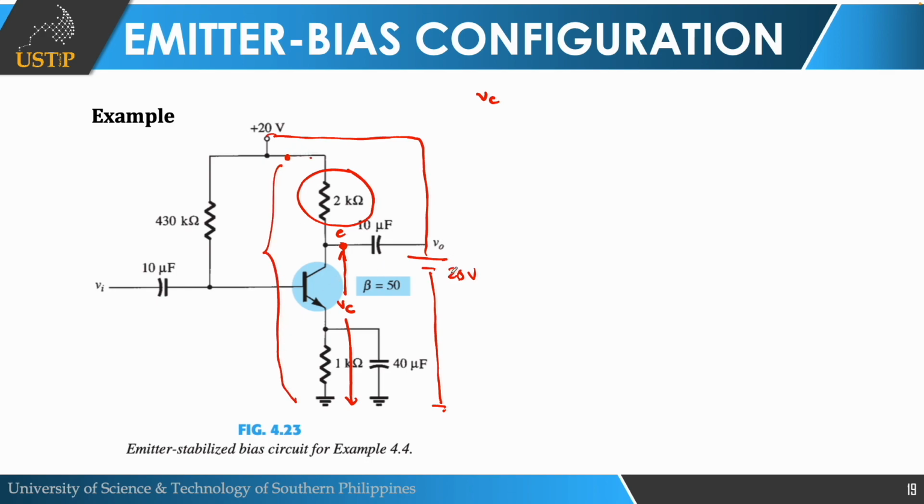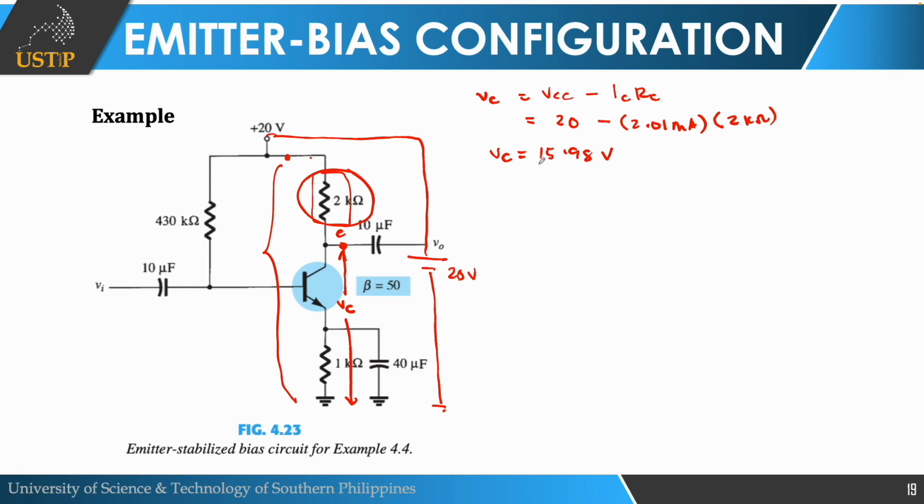Okay, so again, VCC subtracted by this voltage here, which is your ICRC, that is your VC. Okay, so we can have 20 minus 2.01 milliamperes multiplied by 2 kilo ohms. So we will get a VC that is 15.98 volts.